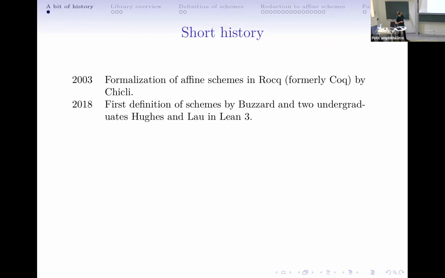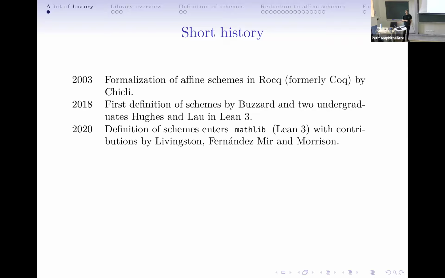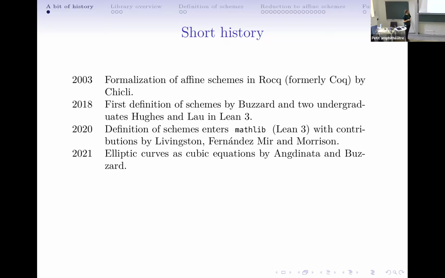And then 2 years later, this definition of schemes actually enters mathlib, but in the version Lean 3, so in the nowadays called mathlib 3, with some more contributions by other people. And there's a paper by the 6 people that are listed here on this story, and I won't go into the details of the story, but it's a nice read. And then we had the definition of a scheme. But the definition of a scheme is just some geometric object. Of course, we want to know something about these schemes. And so in 2021, somehow unrelated to the scheme story, elliptic curves were added as cubic equations.